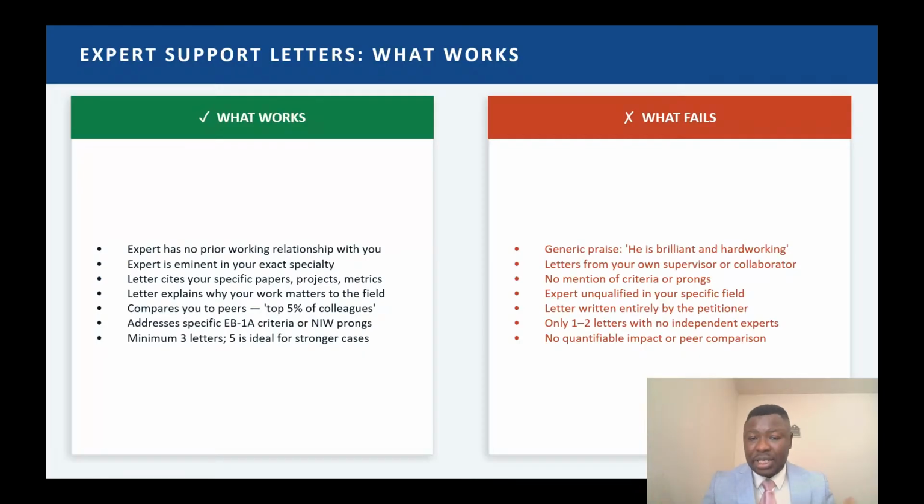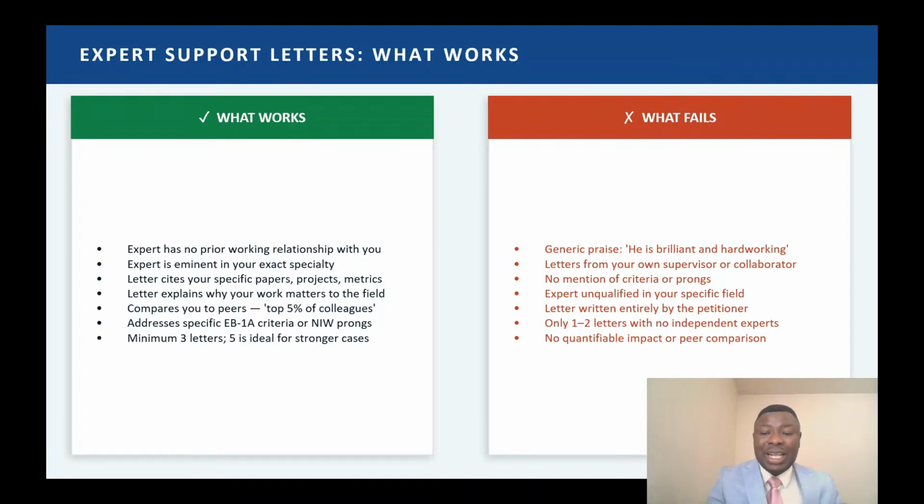So what fails? From my experience, letters with generic praise fail. "Ngozi is a brilliant researcher," or "Ngozi is hardworking." That does not tell the adjudicating officer anything about your specific endeavor or your case. Letters from your own supervisors or collaborators are not as strong as letters from independent recommenders. That does not mean you should not get letters from your supervisors or collaborators. No, but put more emphasis on getting independent recommendation letters.